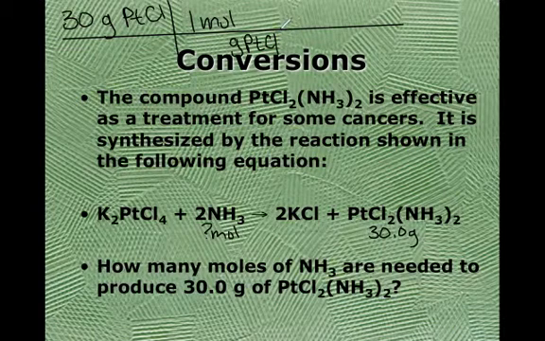Well, the mass of platinum. No, the whole thing. This whole thing right here. Chlorine's 35.45. Nitrogen is 14.01, but there are 2 nitrogens.